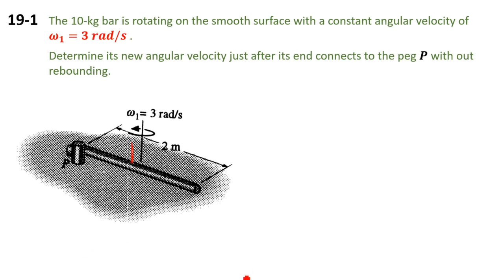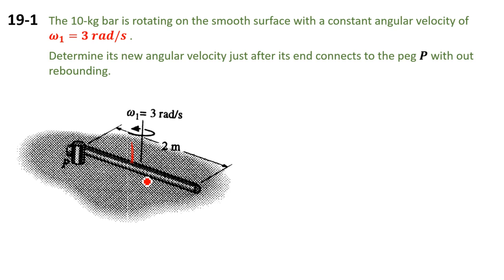So what we have here is that we are going to consider the conservation of momentum, and the equation we're going to use is HP1 equal to HP2. From there, HP1 is going to be the IG of this bar, which is 1 over 12 multiplied by the mass multiplied by the length squared multiplied by omega 1, plus the mass multiplied by the velocity of the point G multiplied by the R from G to P.